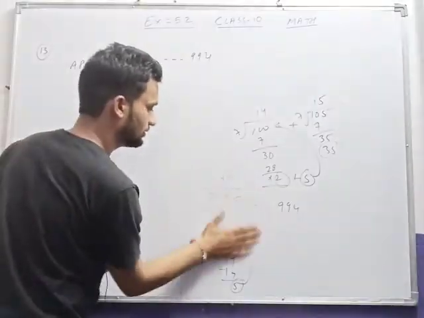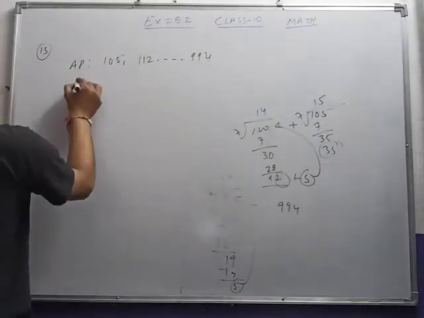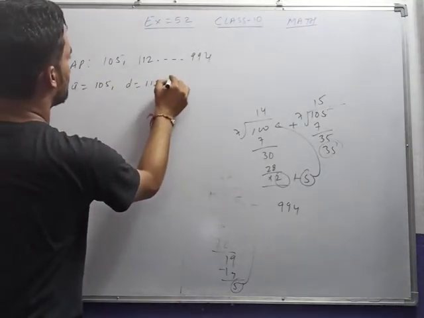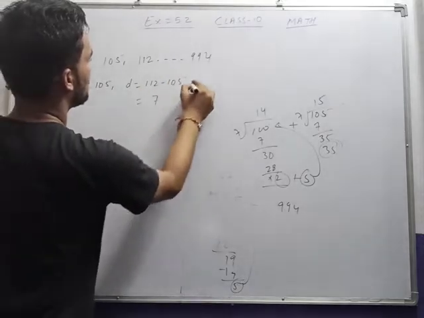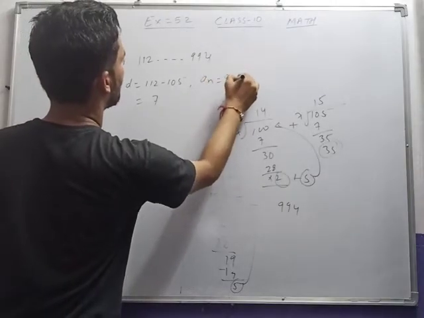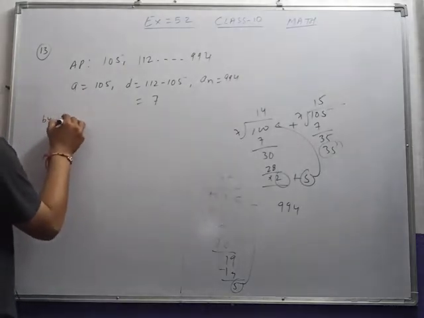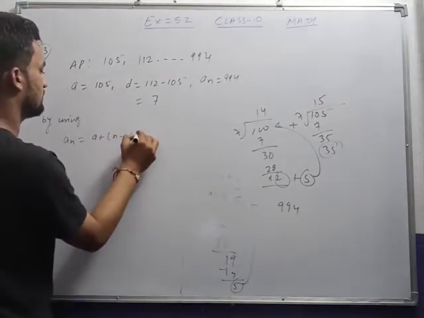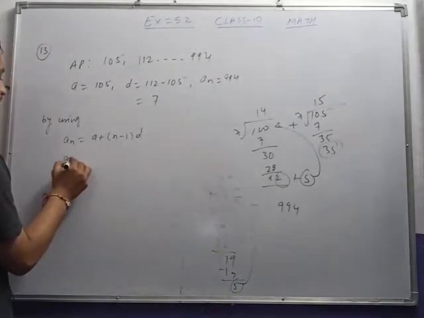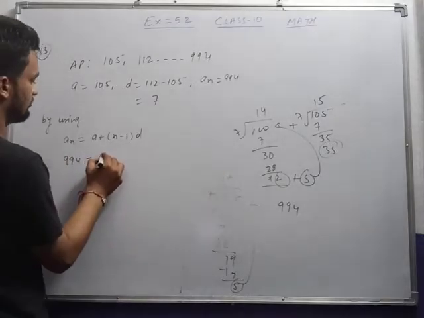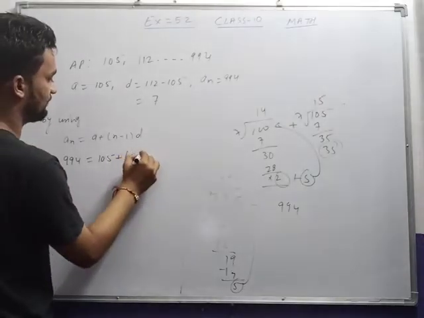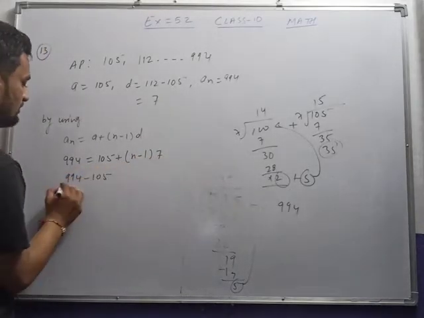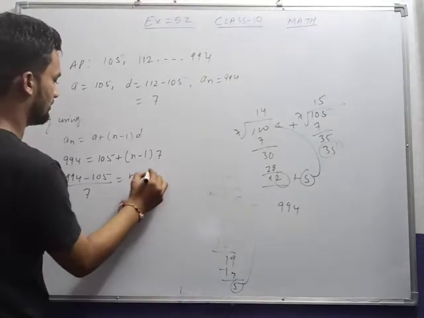Don't be confused. So let us see. A is equal to 105, D is equal to 112 minus 105, which is 7, and AN must be 994. So by using AN equal to A plus N minus 1 into D, AN is given as 994, which is equal to A, 105, plus N minus 1, where N we have to find, and D is 7. So this will be 994 minus 105 upon 7 is equal to N minus 1.